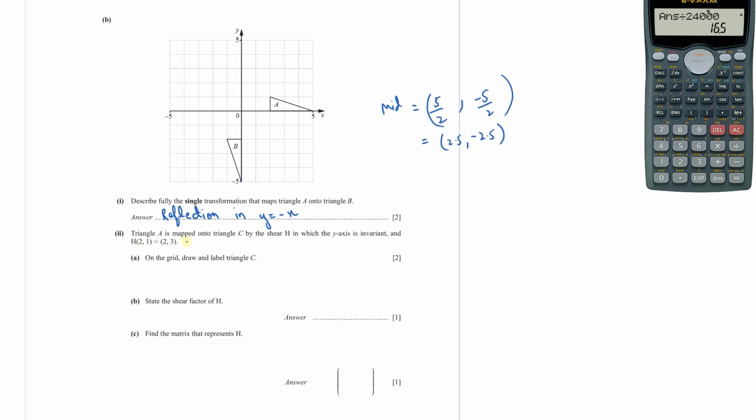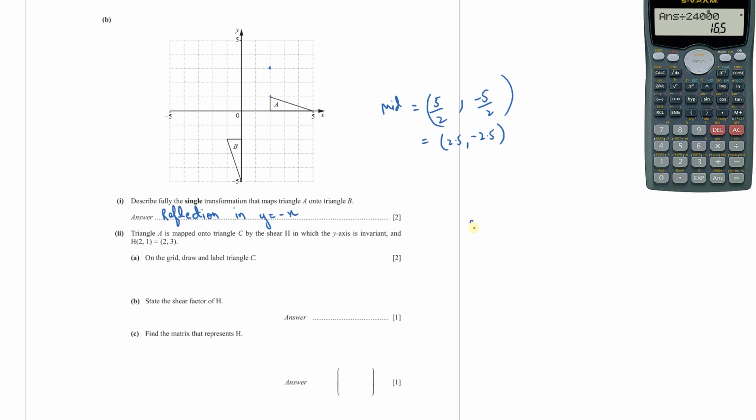Part 2: triangle A is mapped onto triangle C by a shear H in which the y-axis is invariant, and H of (2, 1) results in (2, 3). So the point which is (2, 1), after the shear it will move to point (2, 3). So if this is the point (2, 1), it will move on to (2, 3), which is this point.